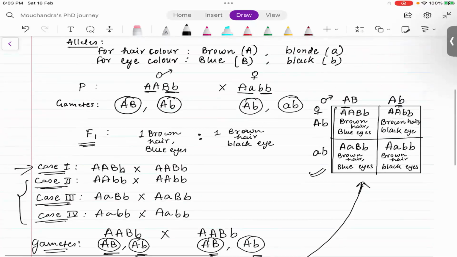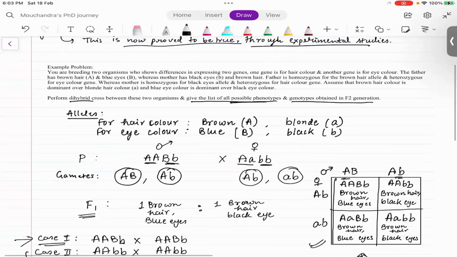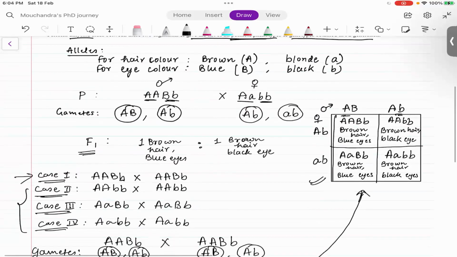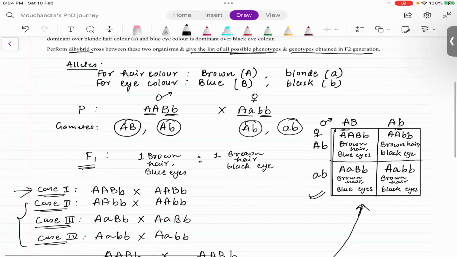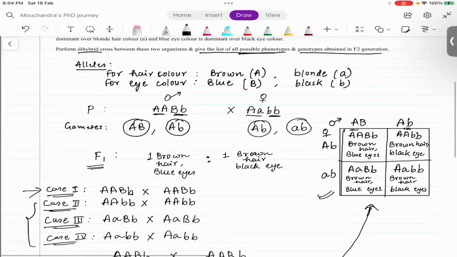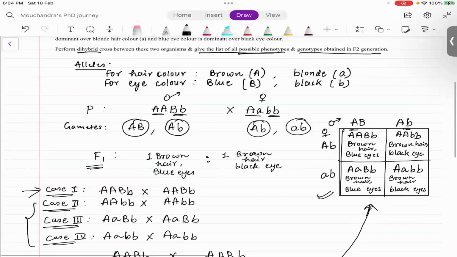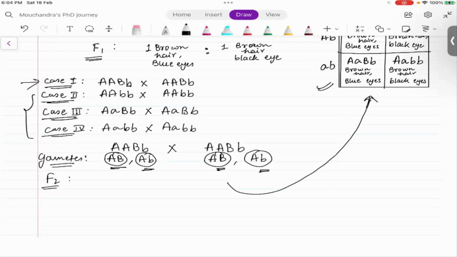And for each case, you have to determine the possible phenotypes. Here it was 1:1 for the phenotype, and for the genotype, all the genotypes were different from one another, so 1:1:1. Similarly, for the F2 generation, you have to do the same: determine the ratio for the phenotype and the ratio for the genotype.